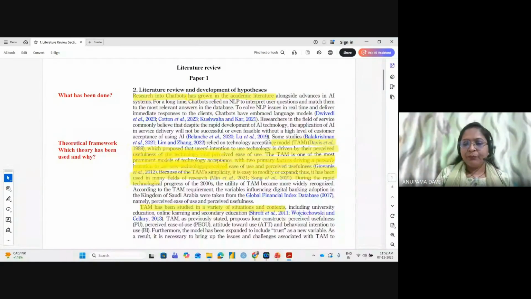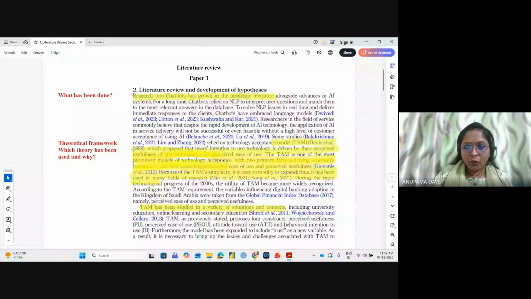And then they say there are studies wherein they have used TAM, that is the technological acceptance model, and this is a very good model to be used. And because it has been used multiple times and it is relevant and all of that, in our study we are also going to use TAM, that is the technological acceptance model.